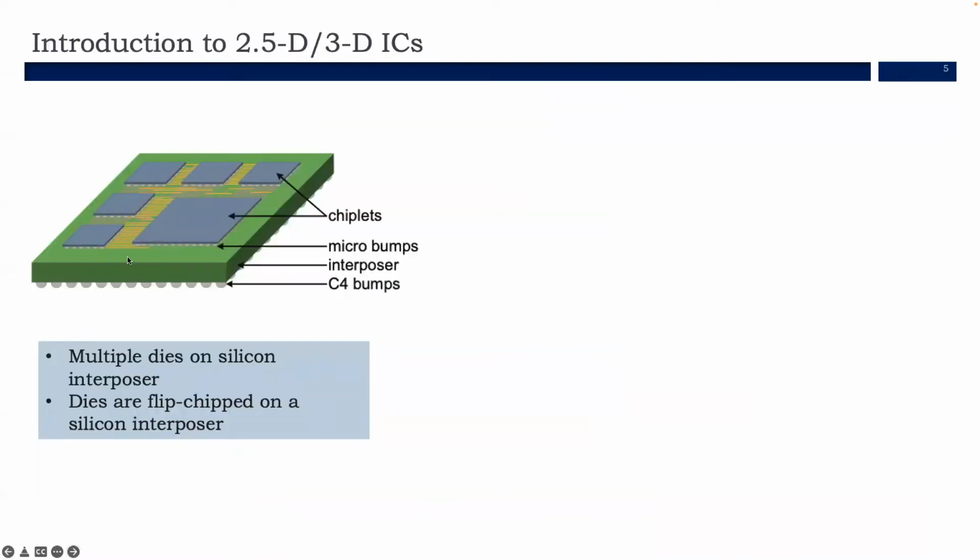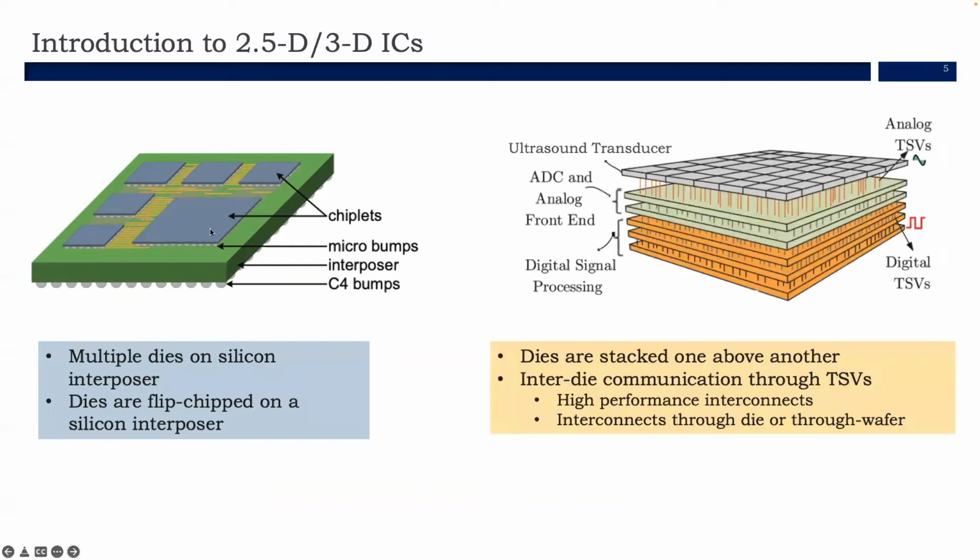One example of the vertical integrated circuit is the 2.5D IC, where different dies are fabricated in a different technology node, and they are chip bonded onto an interposer. The interposer works as an interconnect medium and forms the communication between the dies.